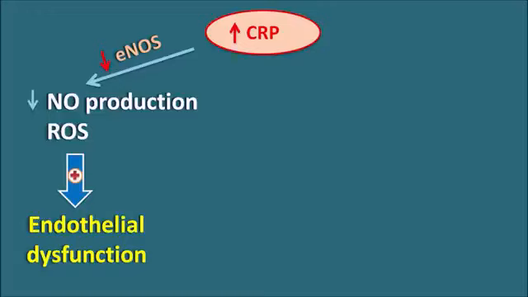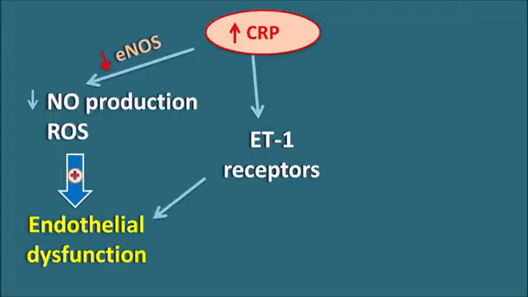Similarly, the elevated levels of CRP can also increase the endothelin 1 receptors on which the endothelin can act and produce vasoconstriction. So whenever the endothelin 1 action is increased, it again increases the endothelial dysfunction because of the enhanced vasoconstrictory response.